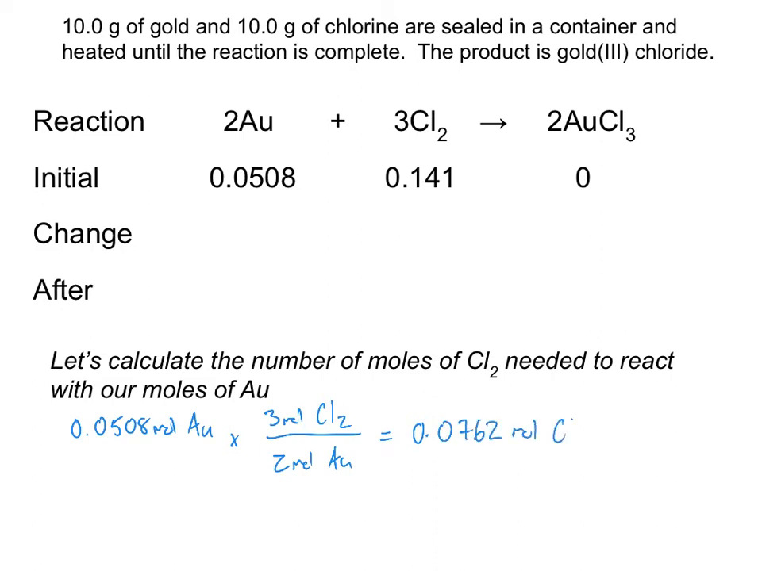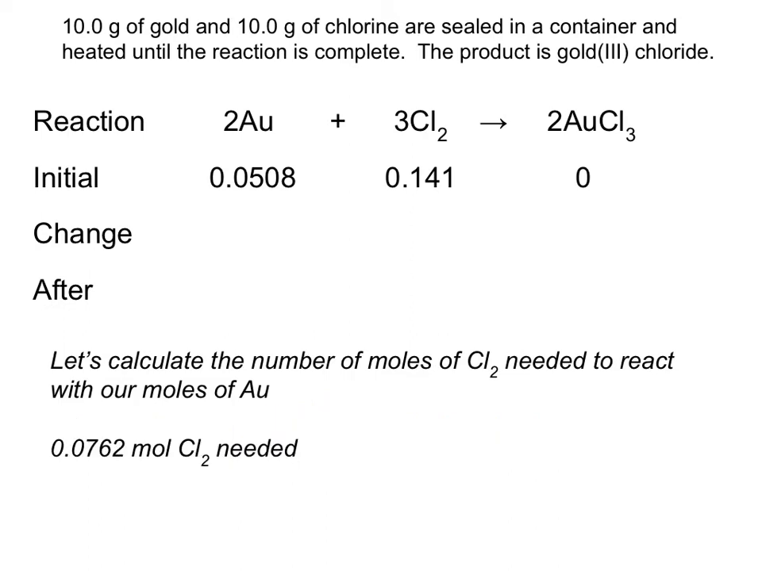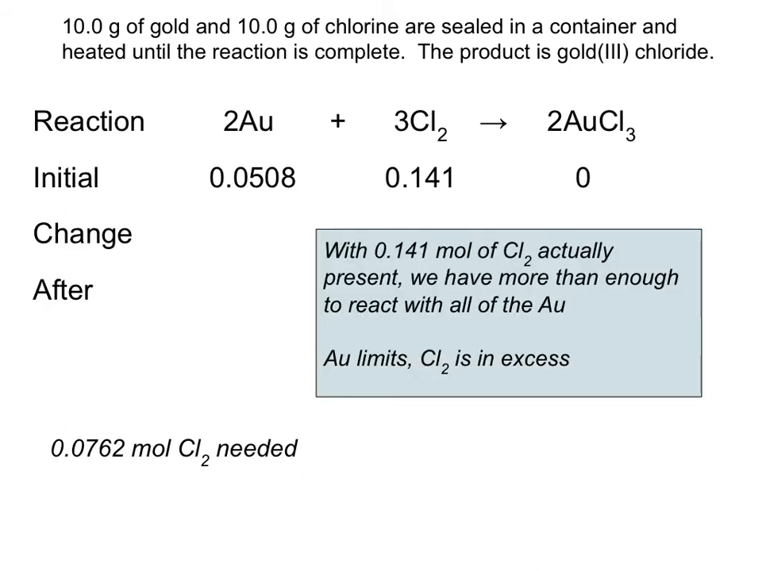0.0762 moles of Cl2 to react with the 0.0508 moles of Au that we have present. And so again, we need 0.0762 moles of Cl2. When we compare that to the number of moles of Cl2 that we actually have, we have 0.141 moles of Cl2. So we can see that we have more than enough Cl2 to react with all of the gold that we have present. This means that gold is going to limit our reaction, and Cl2 is in excess. Cl2 is our excess reactant.